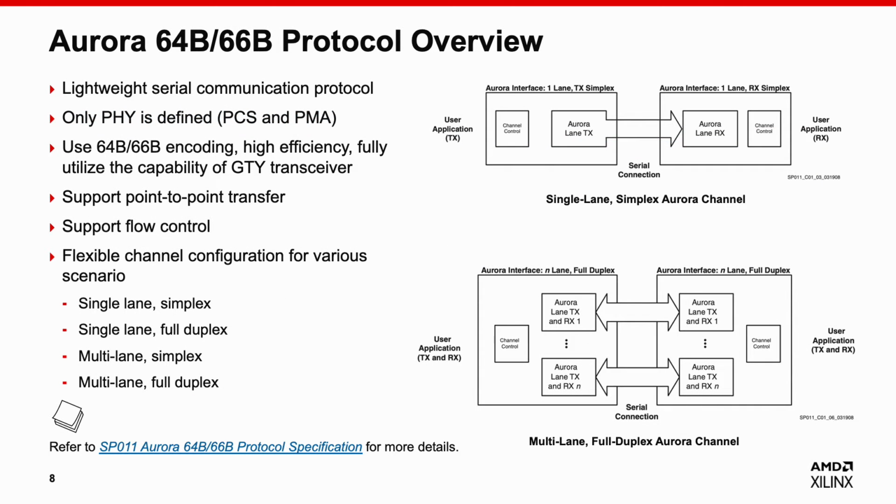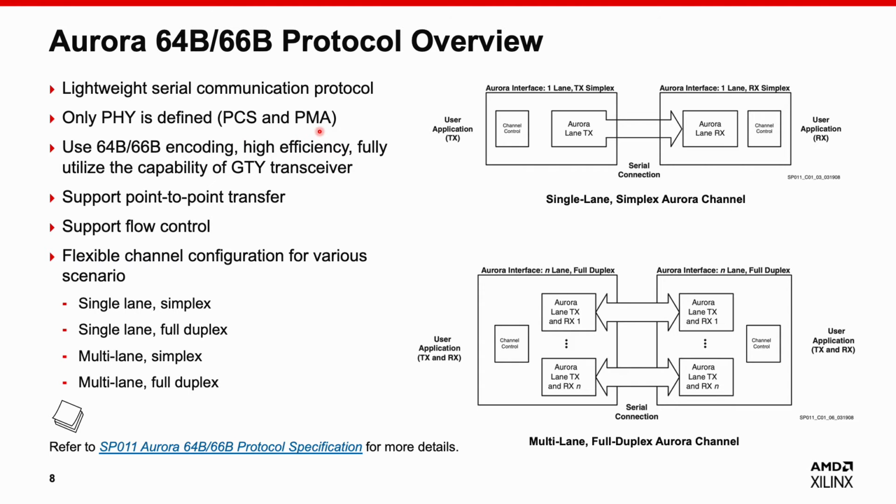Let's start with the Aurora protocol. Aurora is a lightweight, high-performance, point-to-point communication protocol. You could consider it a highly simplified version of the Ethernet standard. Only the PHY layer is defined, which includes the physical coding sublayer and the physical media attachment sublayer.